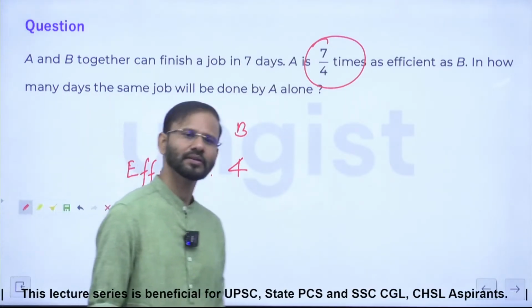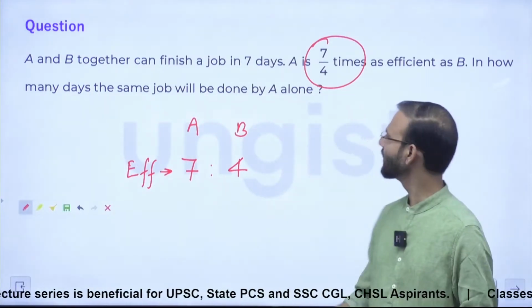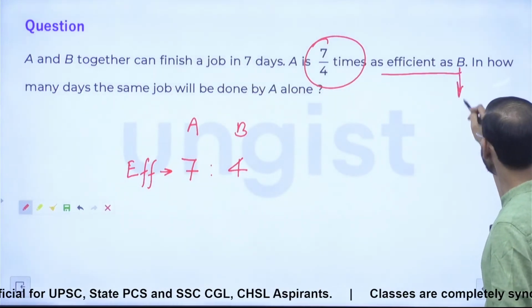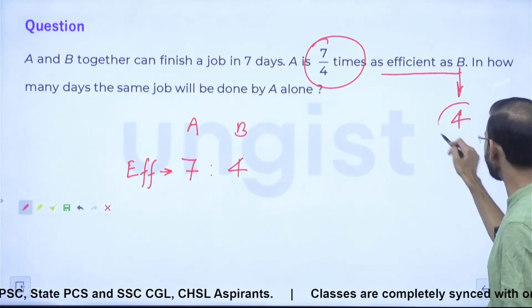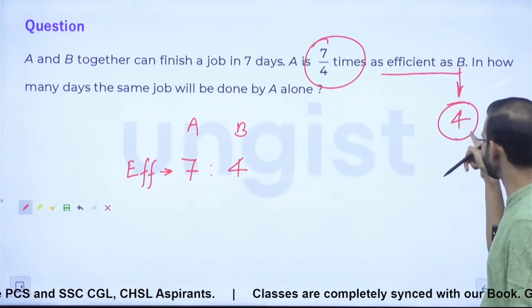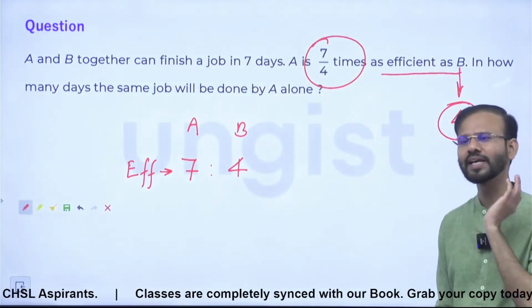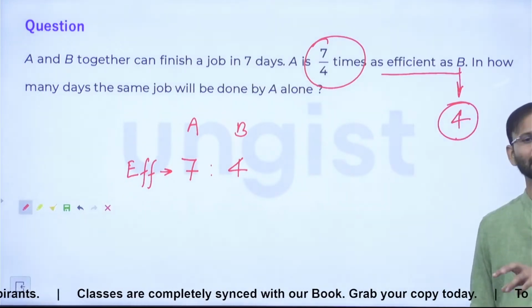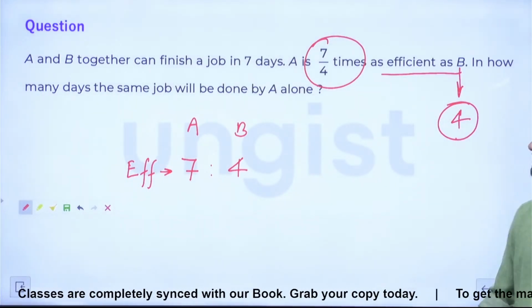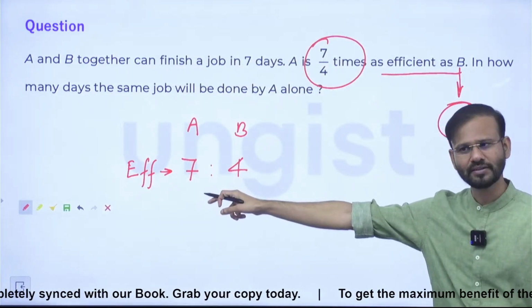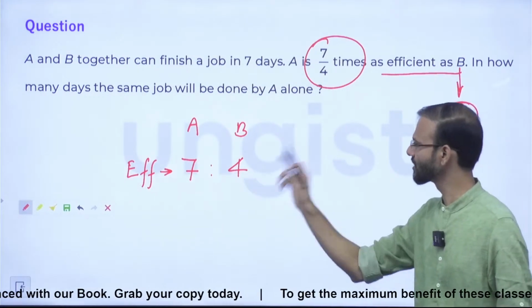The question is saying A is 7/4 times as efficient as B. So assume the efficiency as 4. Why? Because we need to find 7/4 of this value, so it should be a multiple of 4 for ease of calculation. The least multiple of 4 is 4 itself. So just assume this as 4 and 7/4 of this will be 7. So their efficiencies are in the ratio 7:4.